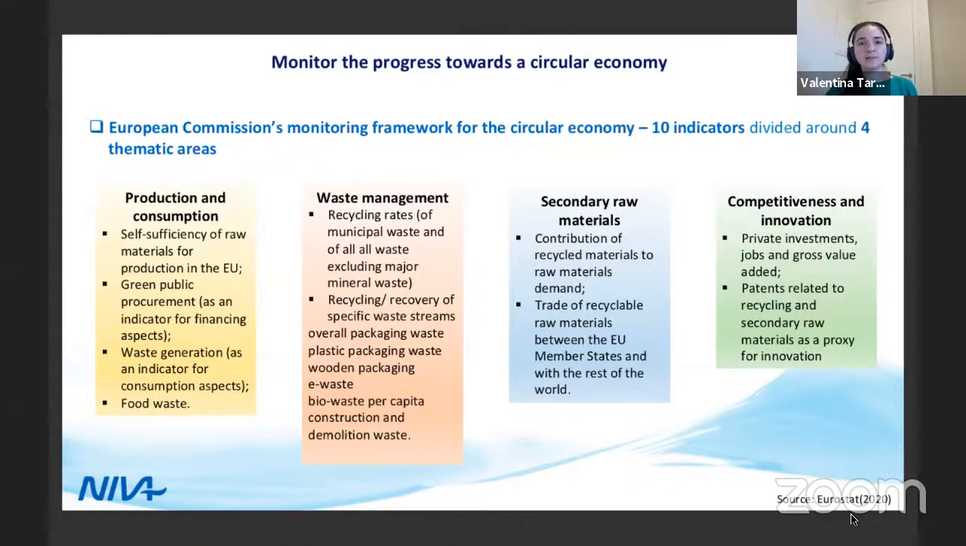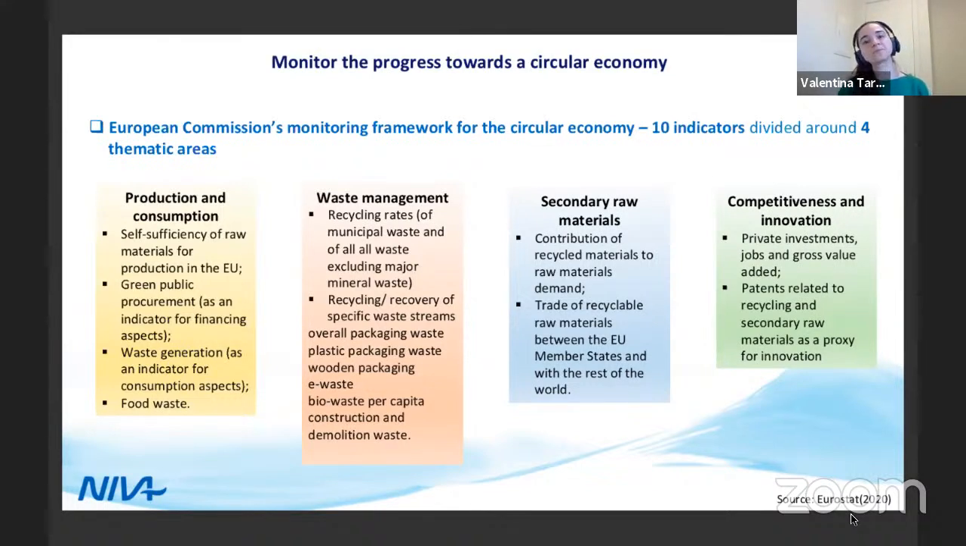The second thematic area is waste management. This area includes two main indicators, again, with some sub-indicators. So we have first the recycling rates of municipal waste and of all waste, excluding the major mineral waste. And as a second aggregate indicator, we have recycling recovery of specific waste stream, ranging from plastic packaging to construction and demolition waste.